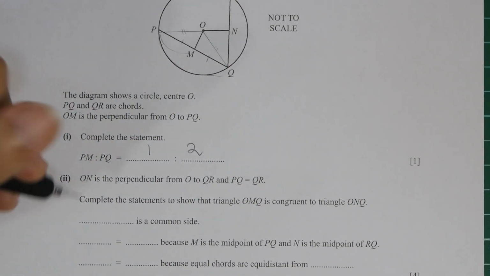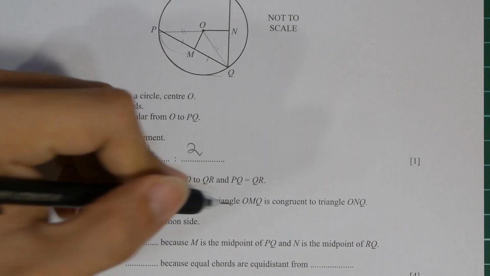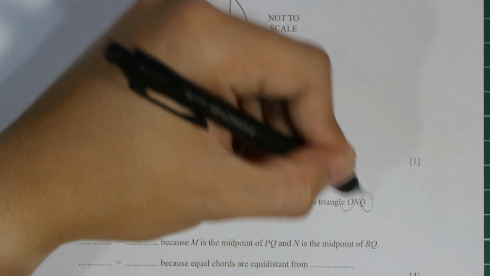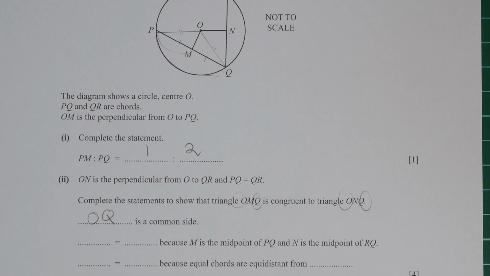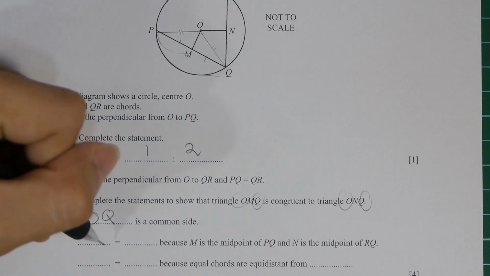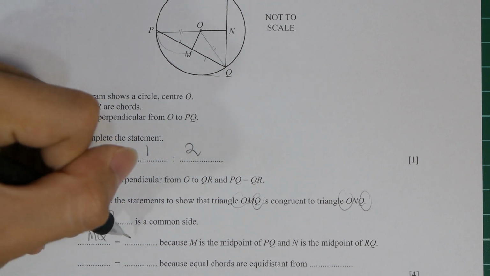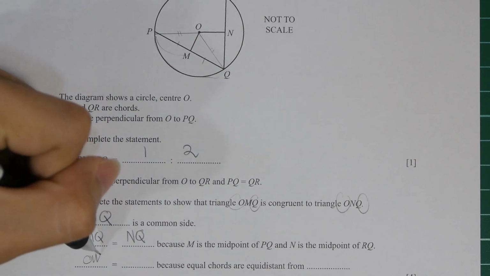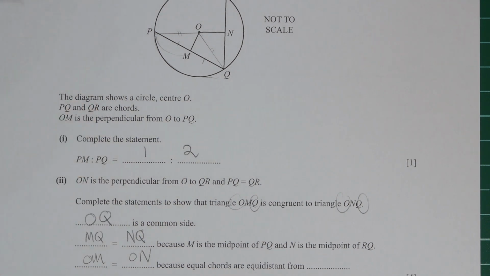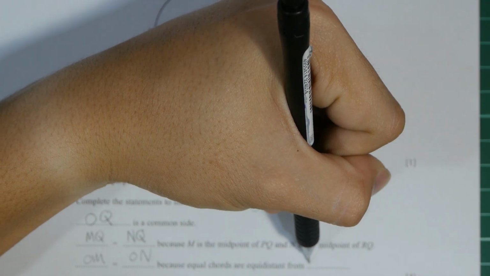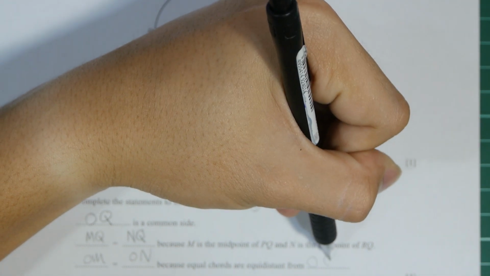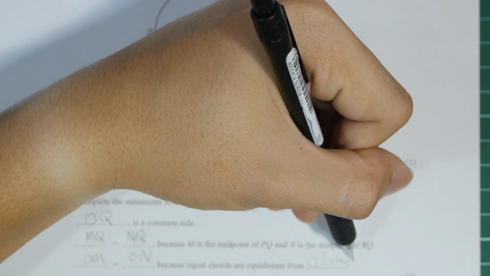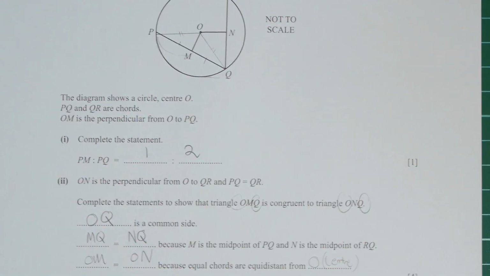ON is perpendicular from O to QR and PQ equals QR. Complete the statement below. So OQ is the common side, MQ equals NQ because M is the midpoint of PQ and N is the midpoint of RQ. So OM equals ON because equal chords are equidistant from the center.